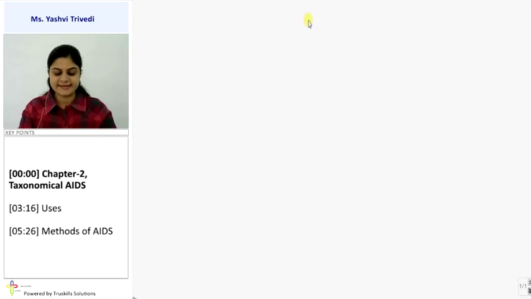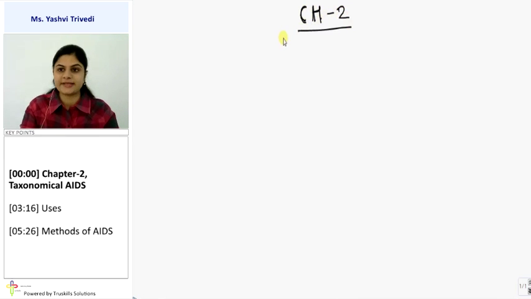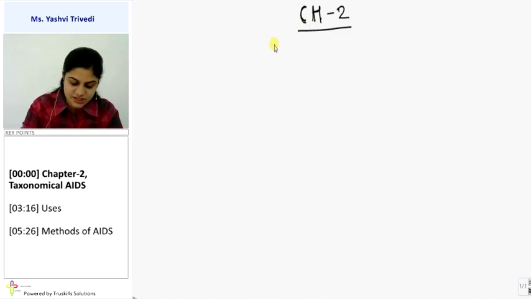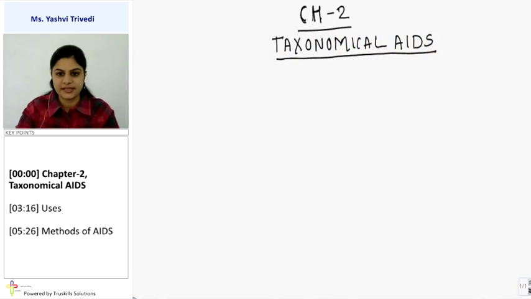Hello friends, now we are starting with chapter number 2, which is taxonomical aids. In the previous chapter we have studied regarding various organisms, how they have been classified, what are the various taxas in the classification chart. So all those things we have studied in chapter number 1. This is a chapter called Taxonomical Aids.